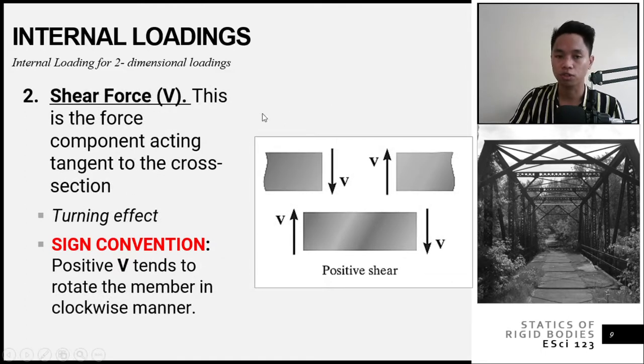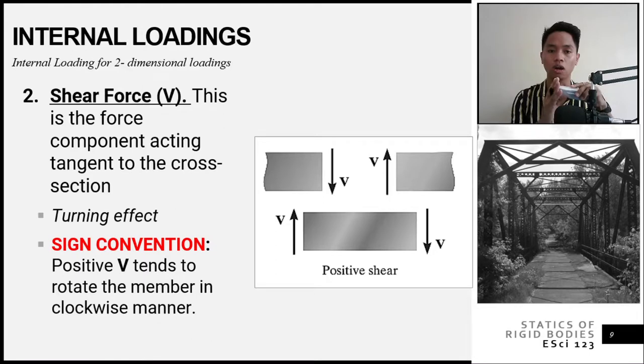Now, for your shear force, denoted by letter V, this is the force component acting tangent to the cross-section. Earlier, if this is your area, the normal force is directed toward it, while your shear is along your area.